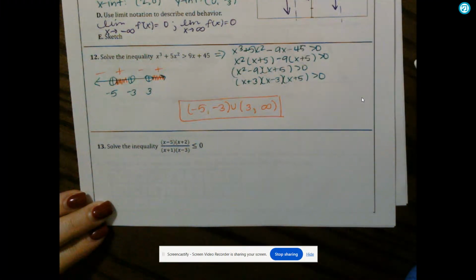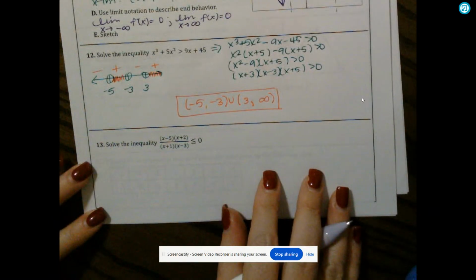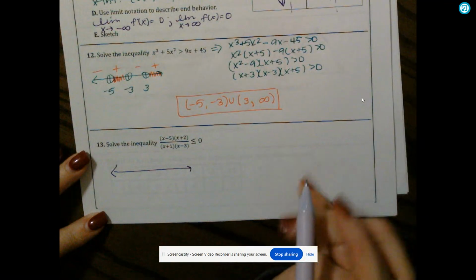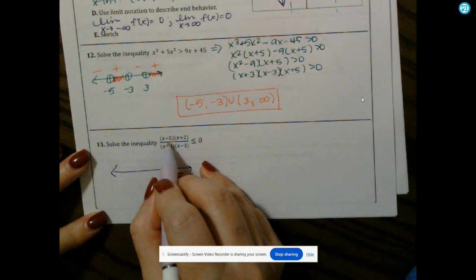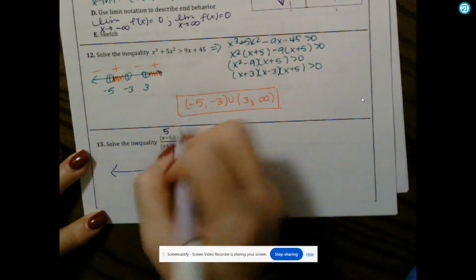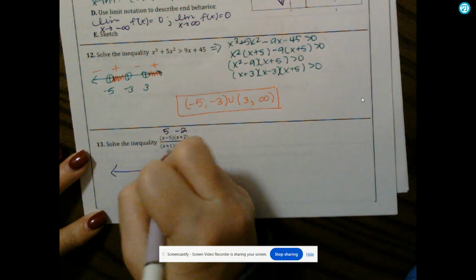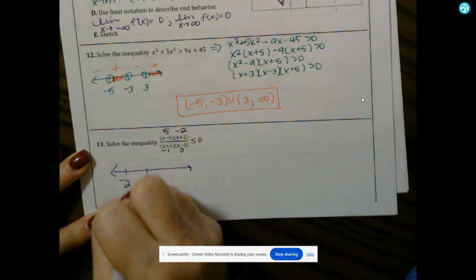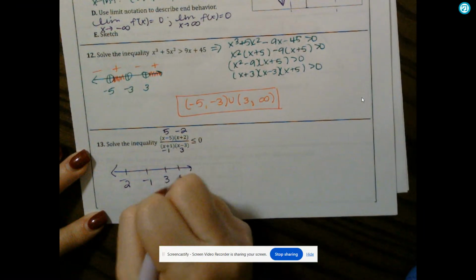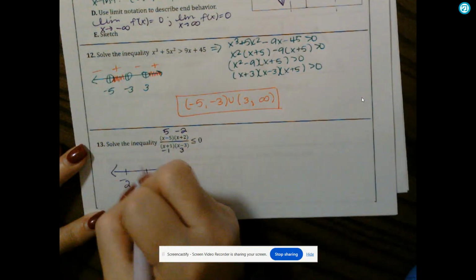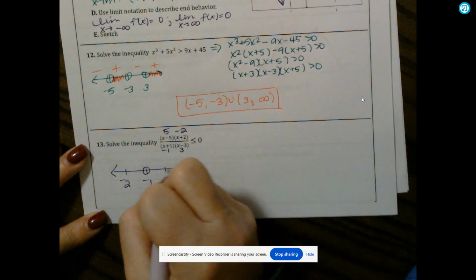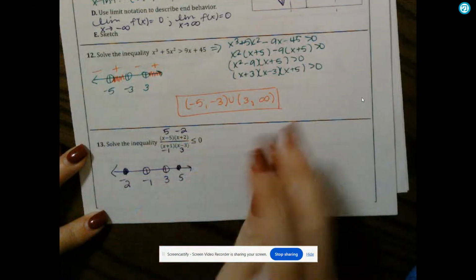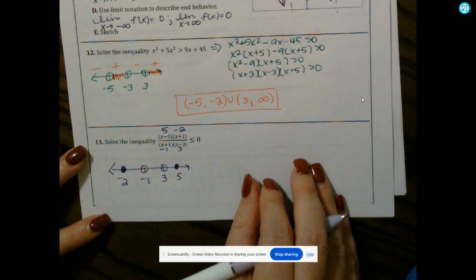All right, so now let's look at number 13. Let's talk about what needs to be put on our sign analysis. It's already factored, so that helps. So we've got +5, we've got -2, we've got -1, and +3. So -2, -1, 3, and 5. None of those happen more than once. -1 and 3 are our asymptotes, so they don't have a value. -2 and 5 are our zeros, so they're going to be solid.